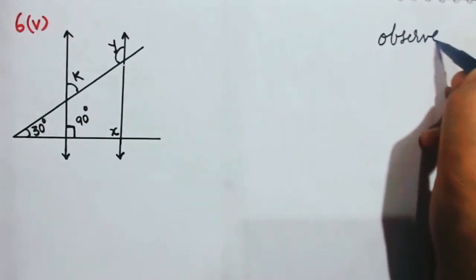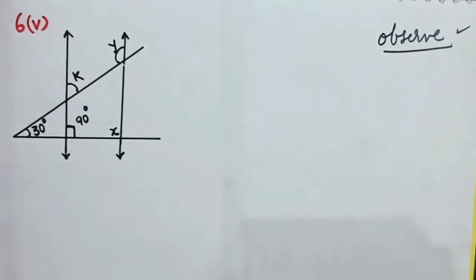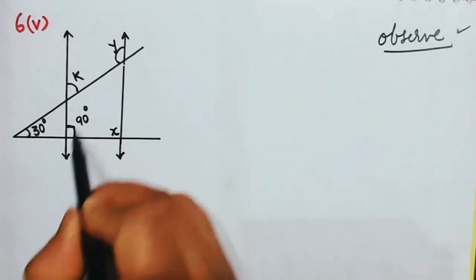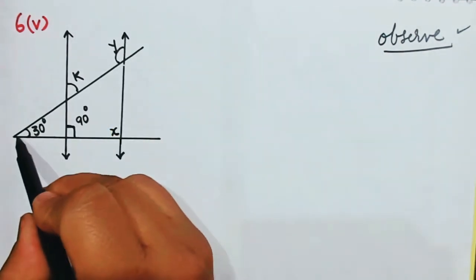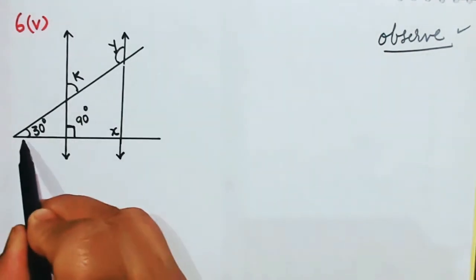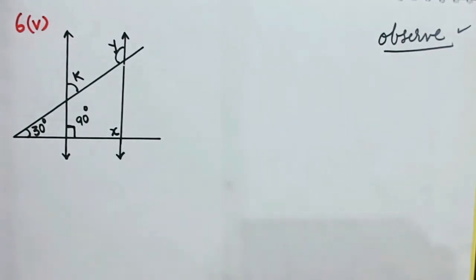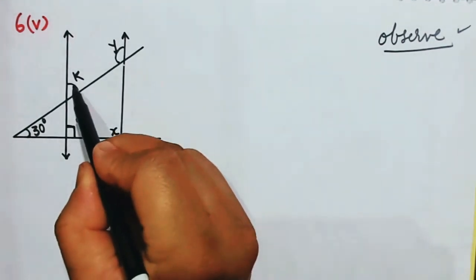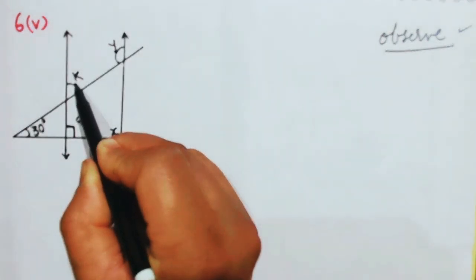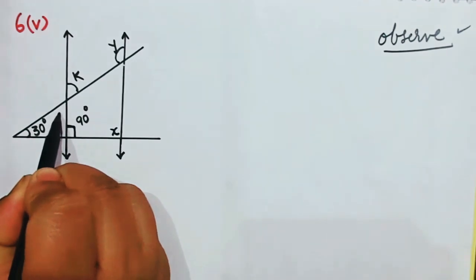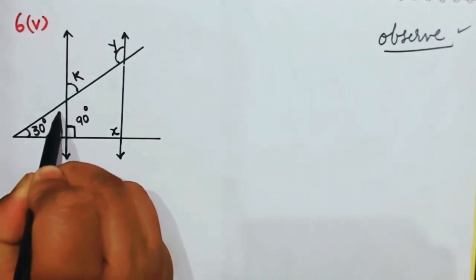Okay, let us observe. Our observation says that these two lines are parallel and this is the intersecting line. This is also an intersecting line, or transversal, you can say. Now, in order to find the value of k over here, I should get this angle, this one. Now, how to get this angle?